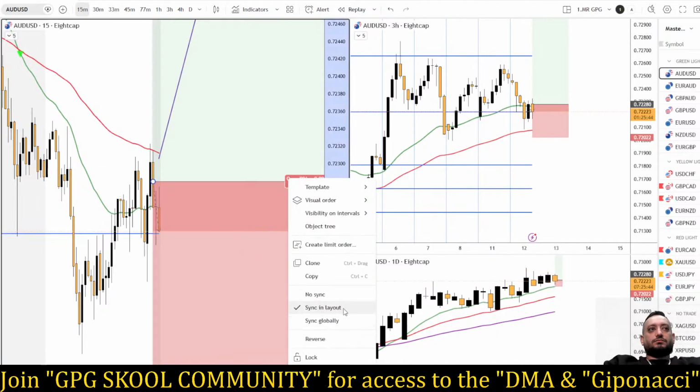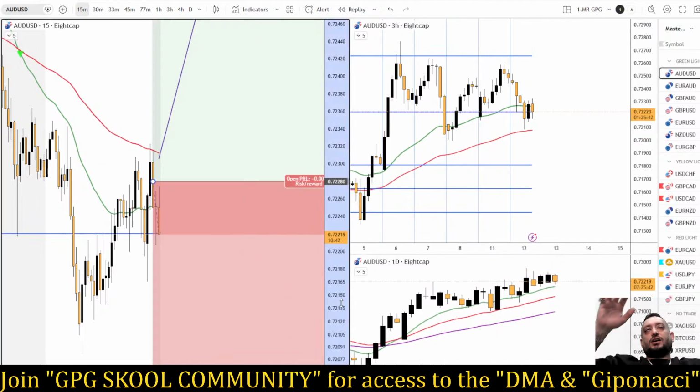Some pairs are basically like this one: AUD USD, NZD USD, JPY pairs. They are the type of pairs that you can see move during the Asian session too.